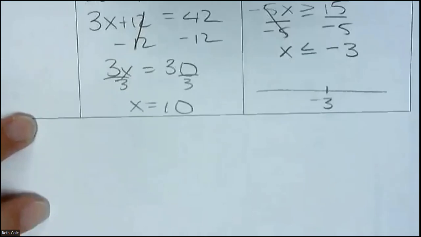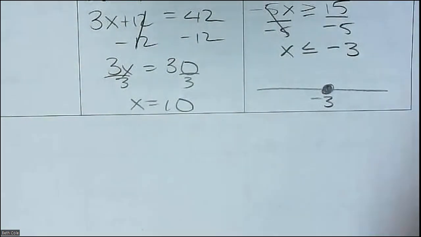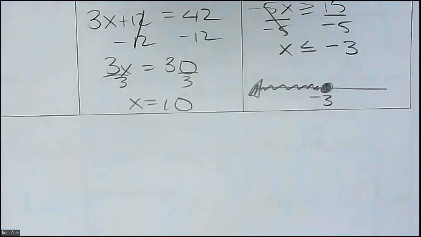Put -3 on your number line. Open or closed circle? Closed, good. Why is it to the left? It's because it says, can you give me a number that's part of the answer? -3, -3.1. What else? -4? -15. -15 million.